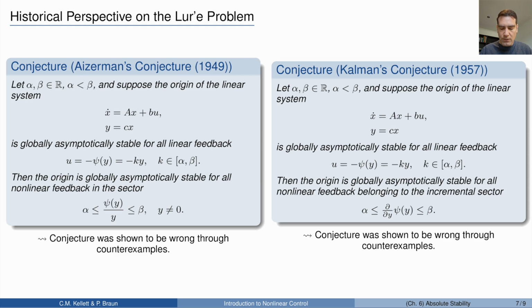Then also Kalman worked on the problem and came up with a slight variation of that conjecture, changing the condition here by incorporating the derivative of the nonlinearity, and then stating that in this case we have asymptotic stability for all nonlinearities satisfying this condition here. But again, it could be shown that this construction is not possible because there are counterexamples which satisfy the sector condition but don't lead to asymptotic stability.